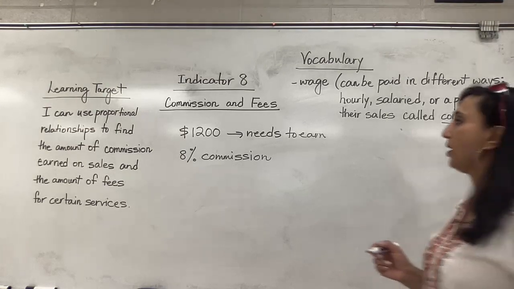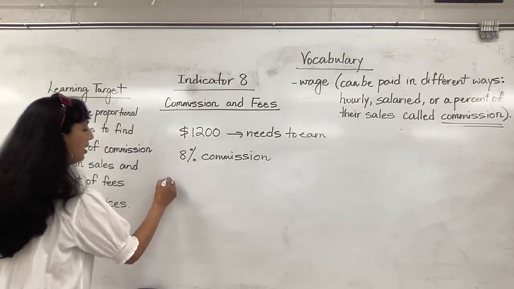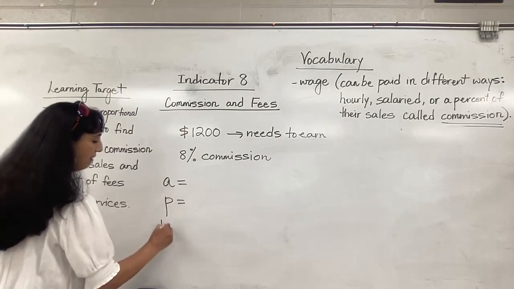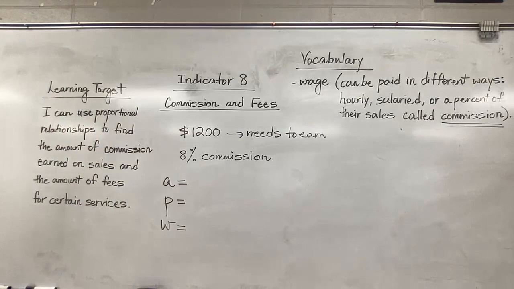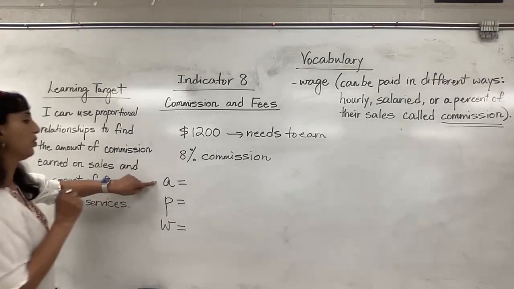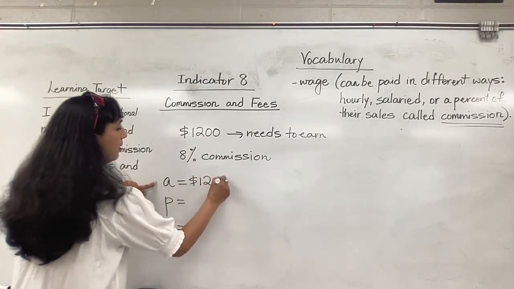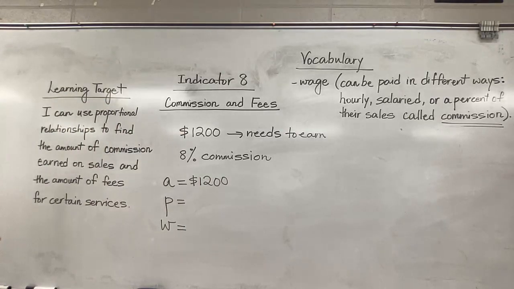Okay, so if I'm trying to earn this much, let's look at the percent formula. I have A, which is the part of the whole, I have the percent, and I have the W, which is the whole. So it's saying that he needs to earn $1,200 each month. So we need to figure out, is that the part or is it the whole? Obviously if he needs this much, this is going to be part of a certain amount in order for him to be able to cover his living expenses.